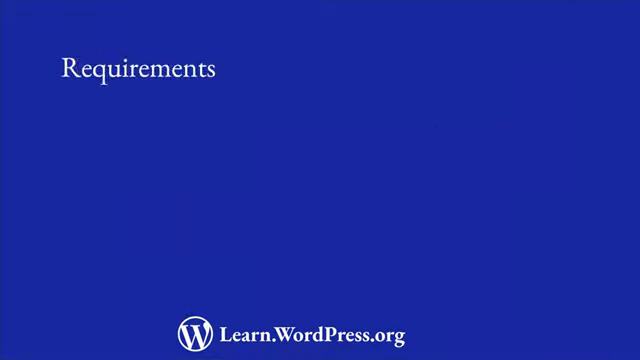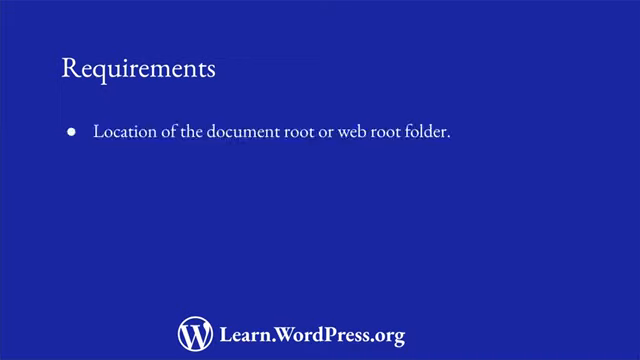Before you can install WordPress, you will need to know the following details about your local development environment. The location of the document root or web root folder. This is the folder that your local development environment uses to serve files to the web browser. The database details. This includes the database server name, database name, the database username, and the database password. On local development environments, the database server name is usually localhost, and the database username is often root. The database password is either blank or the word password. You may need to create a new database for your WordPress site.